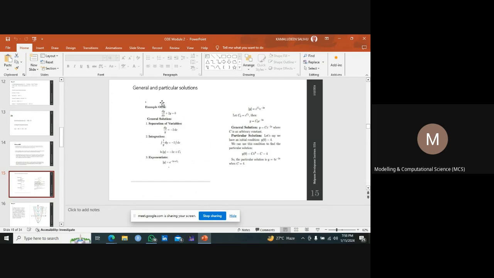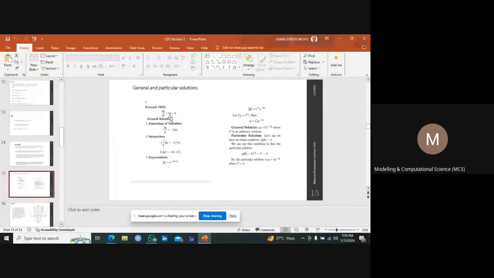So let us look at this general and particular solution. For this, we have dy/dx plus 2y equals 0. So we are going to solve for the general solution. How can we do that? As we have said earlier, ordinary differential equations have many methods. It just depends on the solver. So for this very simple equation, we are going to use separation of variables. We'll talk more extensively on it in today's class. That is the separation of variables.